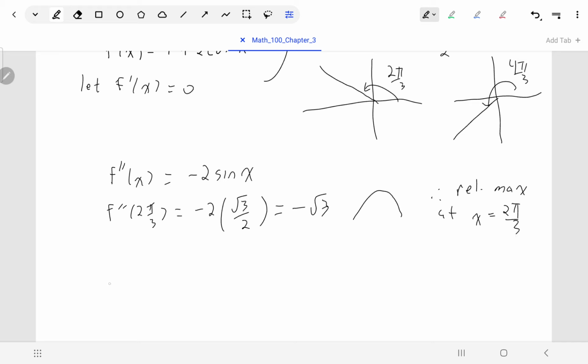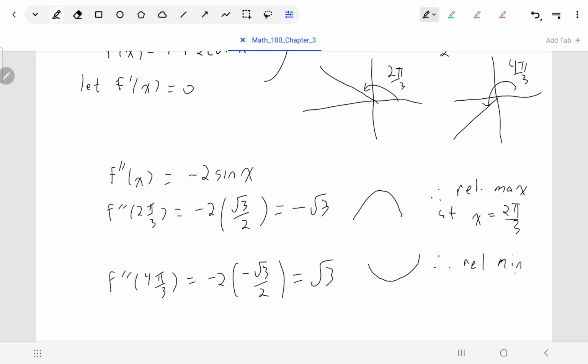And then next we look at 4 pi over 3. And for that, sine of 4 pi over 3 is negative root 3 over 2. The 2's cancel. That gives me positive root 3. And that is positive second derivative, so we are concave up. So that means we must have a relative minimum at 4 pi over 3.